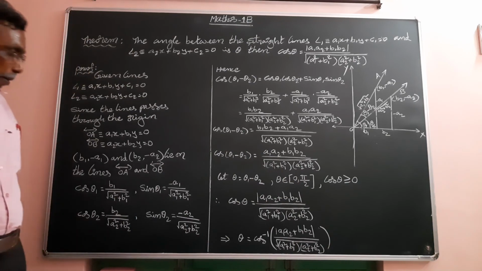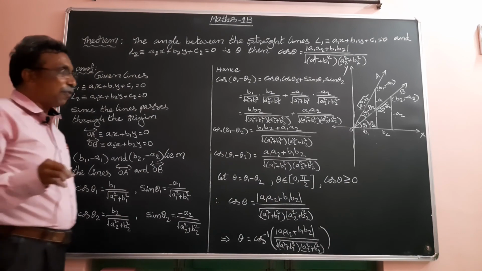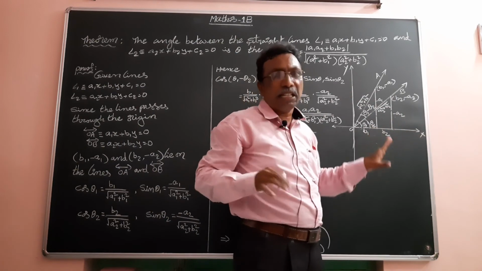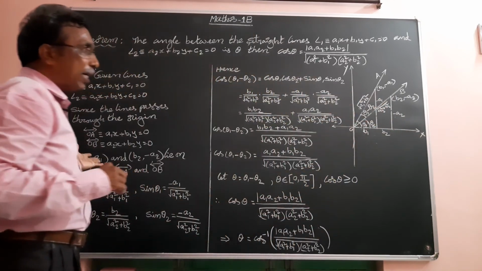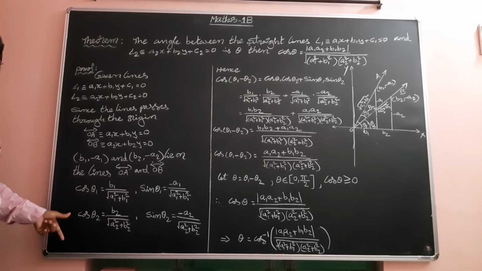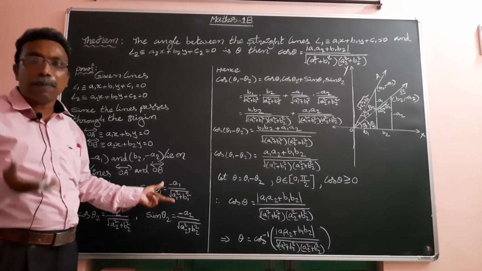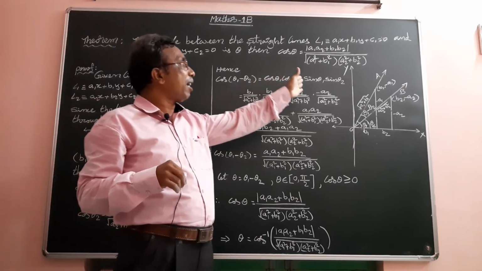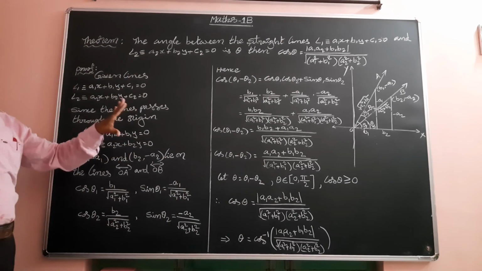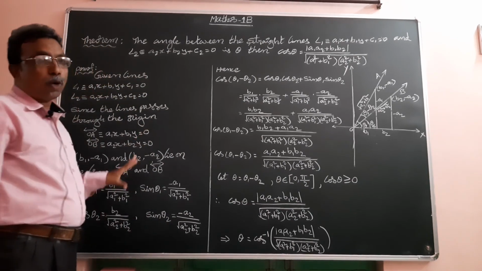This is the theorem: angle between two straight lines. Most important theorem. All of you observe this figure. If you draw this figure, the proof is very easy. Now we write these steps only, by using the cos of a minus b formula. Here cos is adjacent side by hypotenuse, sin is opposite side by hypotenuse. Cos of a minus b is cos a cos b plus sin a sin b. This is the theorem, this is the most important theorem.